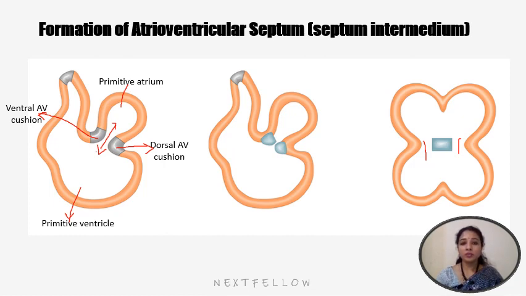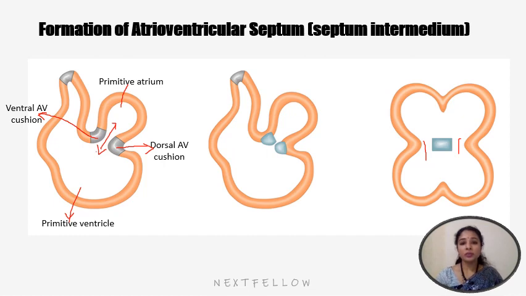So AV septum is formed by the fusion of AV cushions. Two thickenings appear, one on the dorsal wall which is called dorsal AV cushion or atrioventricular cushion. The other appears on the ventral wall which is termed ventral AV cushion. These are called atrioventricular cushions, which are otherwise called endocardial cushions or AV cushions. So you can say AV cushions, endocardial cushions or atrioventricular cushions.